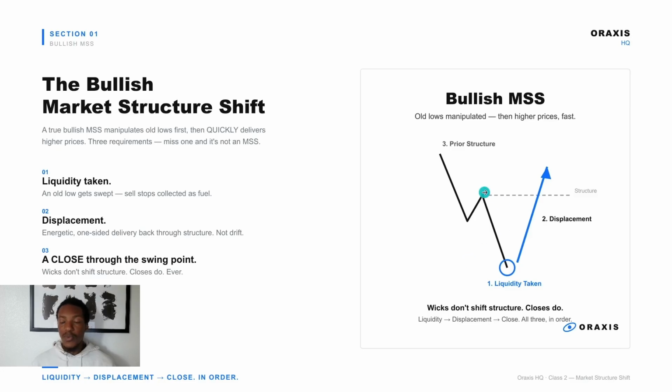So here in class 1, we learned about swing highs and swing lows. Here we have a swing high and we need a candle closure through that swing point, not a candle wick, but that candle body has to close above this swing point for it to be a true bullish market structure shift.